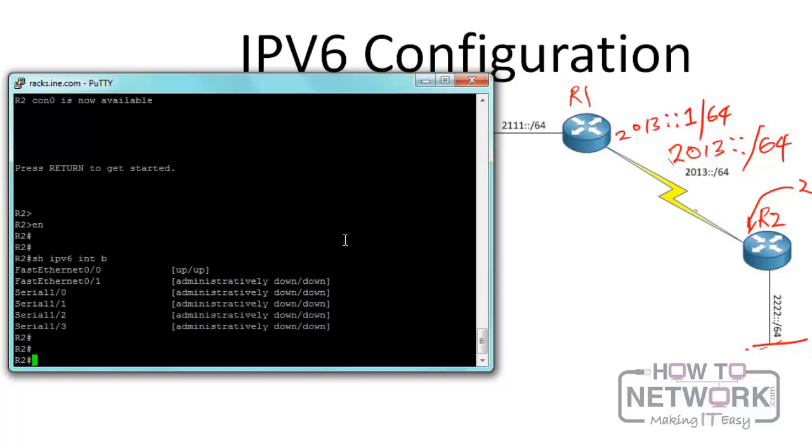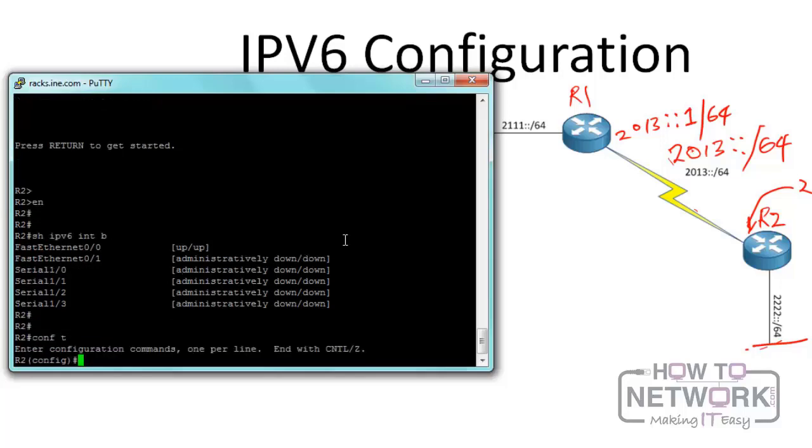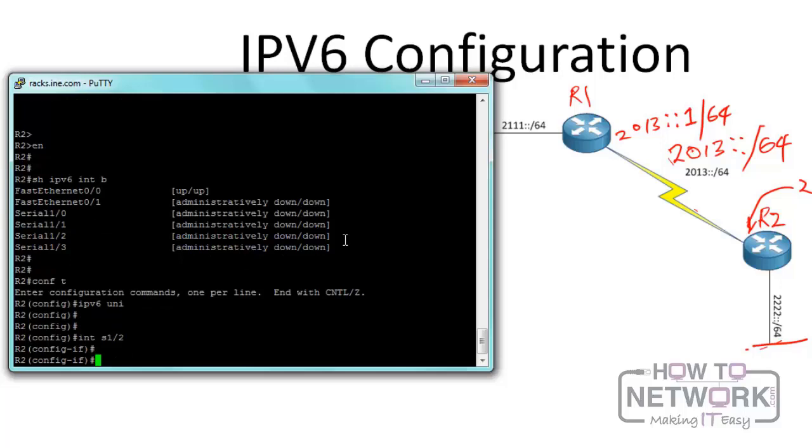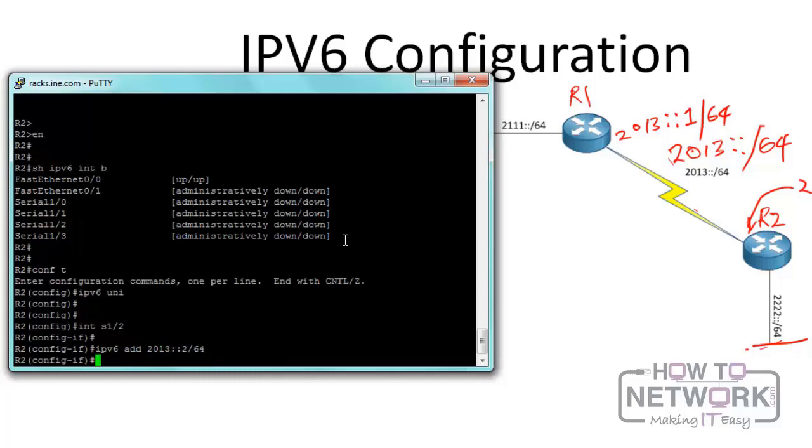Before we configure any IPv6 parameter, you have to make sure that we turn on IPv6 routing. So we say conf t and say ipv6 unicast-routing. Next thing we're going to do is go into the interface and say interface serial 1/2, which is the interface that connects to R1. IPv6 address 2013::2/64.